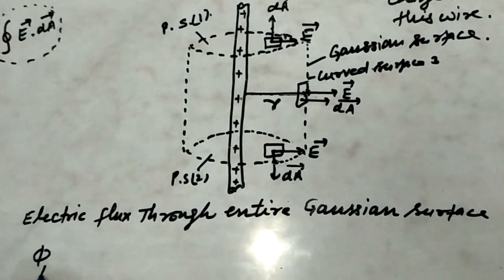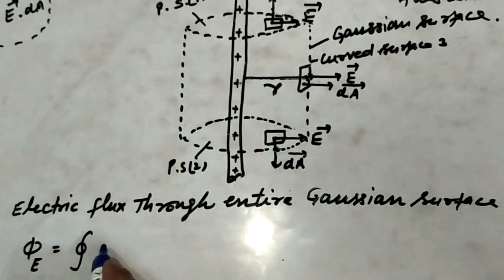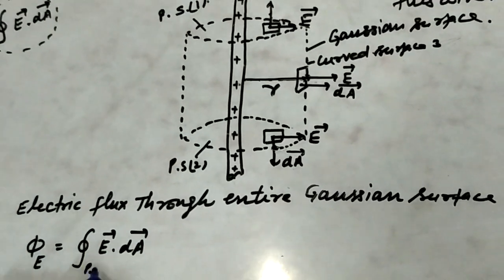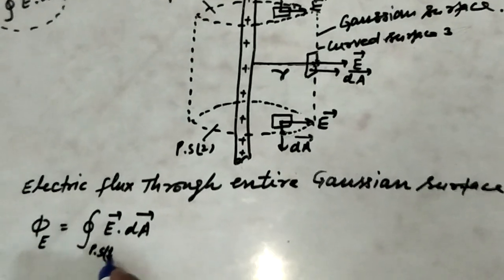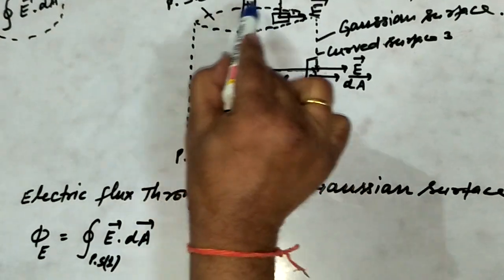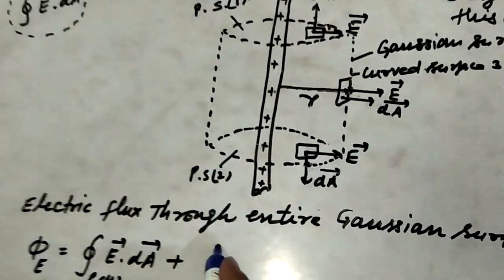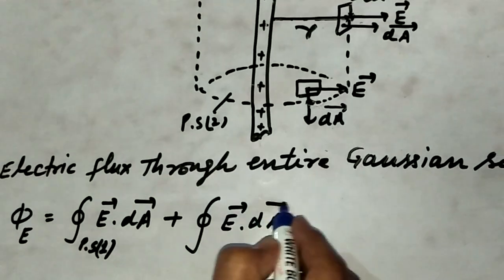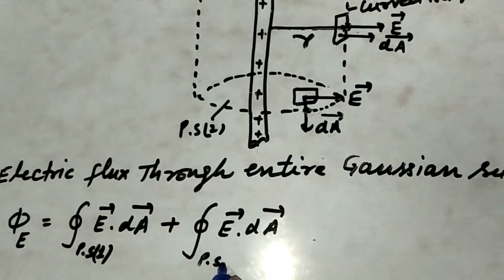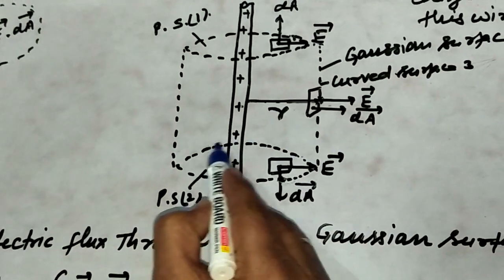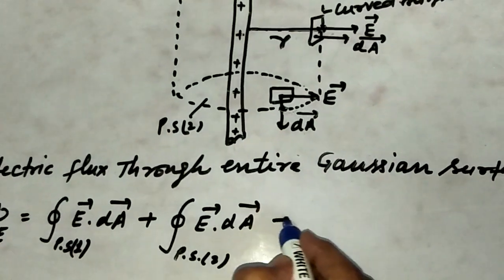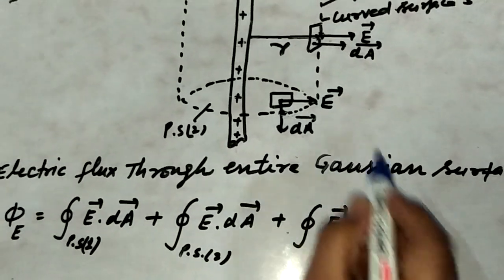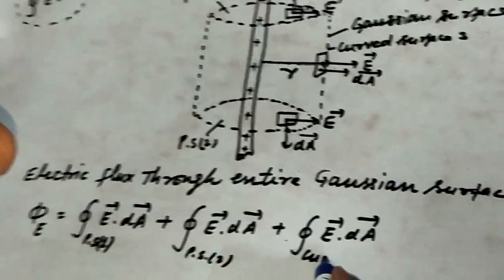So the electric flux through the entire Gaussian cylinder is phi E equal to the integration of vector E dot vector dA, first for plane surface 1, meaning the total electric flux passing through this plane surface, plus the electric flux passing through plane surface 2, plus vector E dot vector dA for the curved surface.